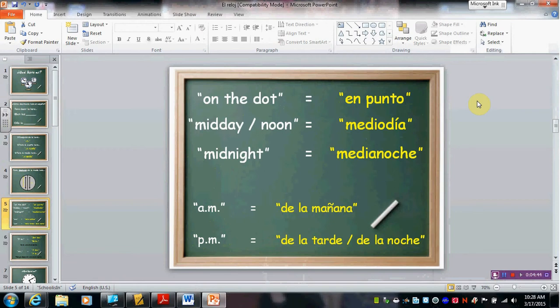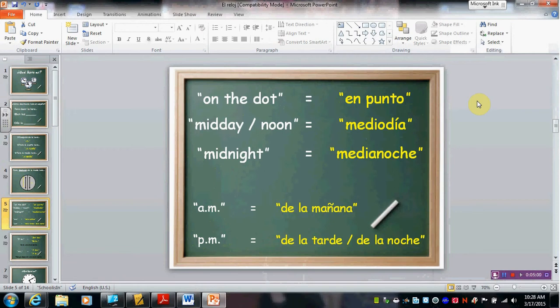Mediodía, it's the middle of the day. And even though it's the middle of the day, don't get confused, guys, it is 12 o'clock PM. And medianoche, it's middle of the night, so it's going to be 12 o'clock AM.